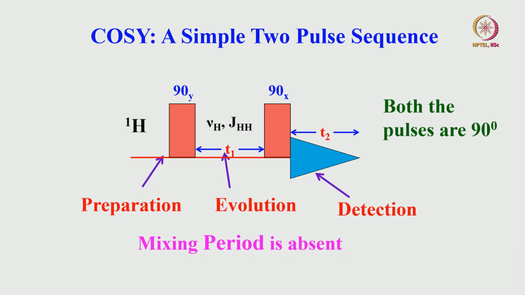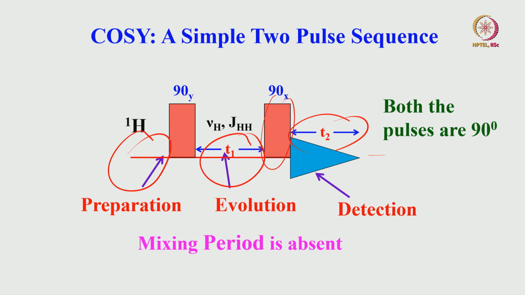So, let us see how this 2D experiment works. Of course, the COSY experiment, as I said, is a very simple two-pulse sequence. For any two-dimensional experiment, you have a preparation period, evolution period, mixing period, and a detection period. The preparation period is where the nuclear spins are allowed to attain thermal equilibrium. Then you apply a radio frequency 90-degree pulse. During the evolution period, the nuclear spins evolve under chemical shift and J coupling. Afterwards, you apply a 90-degree detection pulse and start collecting the FID at a constant, fixed time. Both these pulses are 90-degree pulses.